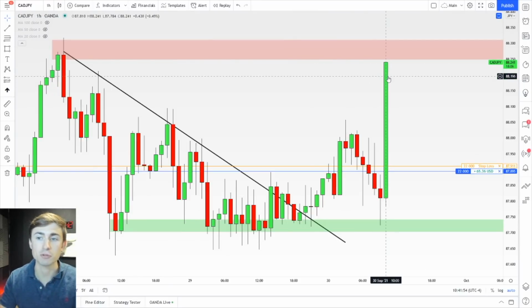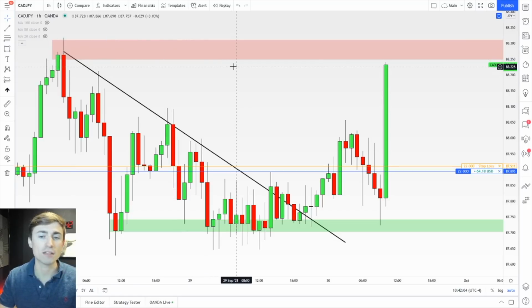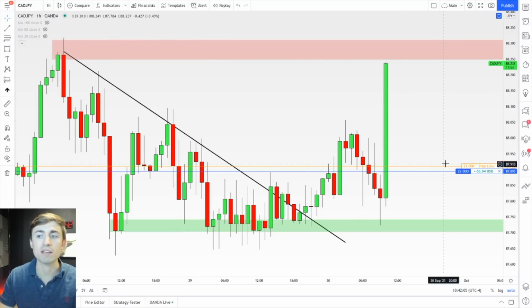That would be absolutely amazing. So one thing I want to add here is that we do come into 88.3 or so, this previous high. I am going to be mindful of my stop loss. Locking in the trade here at break even is step number one.